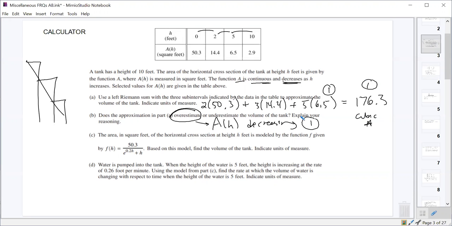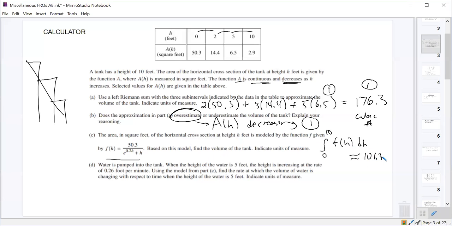Okay, cool. So then for part C, the area in square feet of the horizontal cross section is modeled by this function. Find the volume of the tank. So how do we do that? We just integrate it from 0 to 10, the integral from 0 to 10 of f of h dh. And that came out to be 101.325.